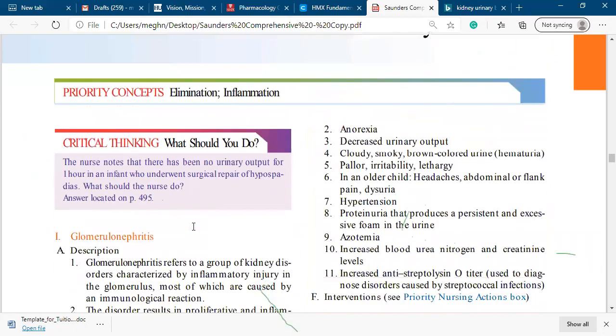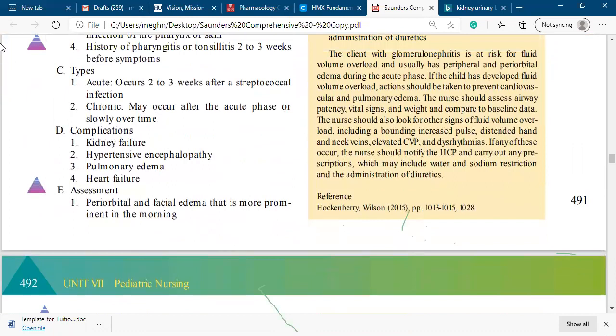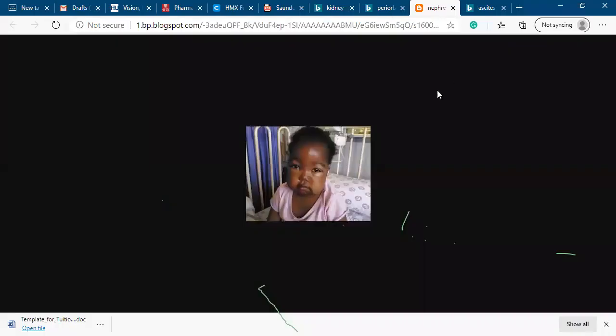Now, I said, if anybody has glomerulonephritis, what are the most common signs and symptoms? One is they develop anorexia. Then, okay, the most prominent sign and symptom of glomerulonephritis is that the patient develops periorbital edema or facial edema, right?